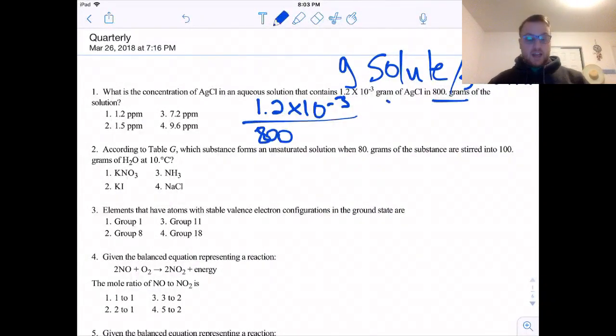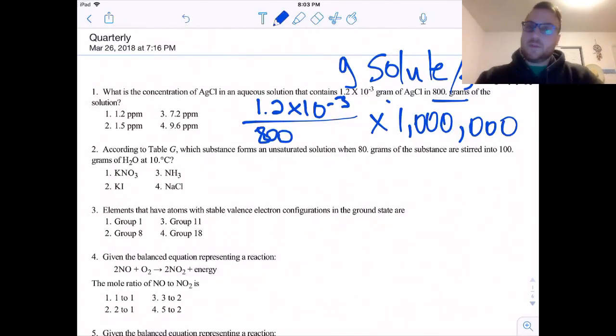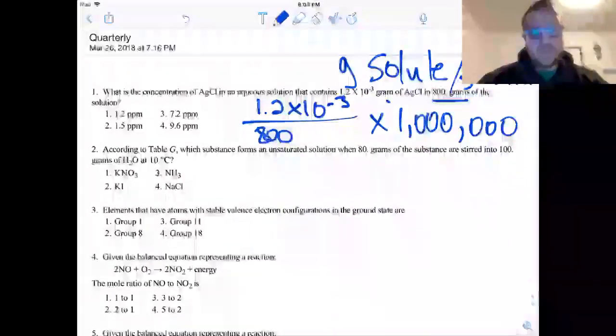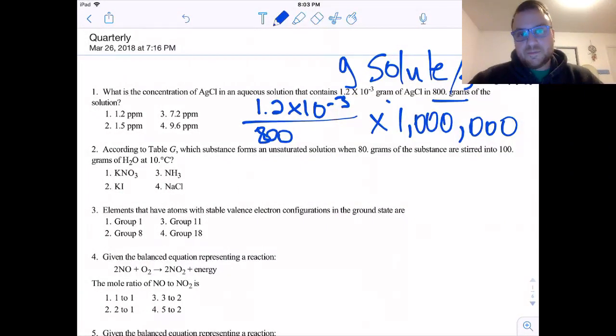Most of you remembered that in the test that we took last week, which is great, but I told you people were going to forget, and people for sure forgot. And when you do that, I think the answer, actually, I need to figure this out, divided by 800 times 1,000,000, I think it's 1.5. Awesome.